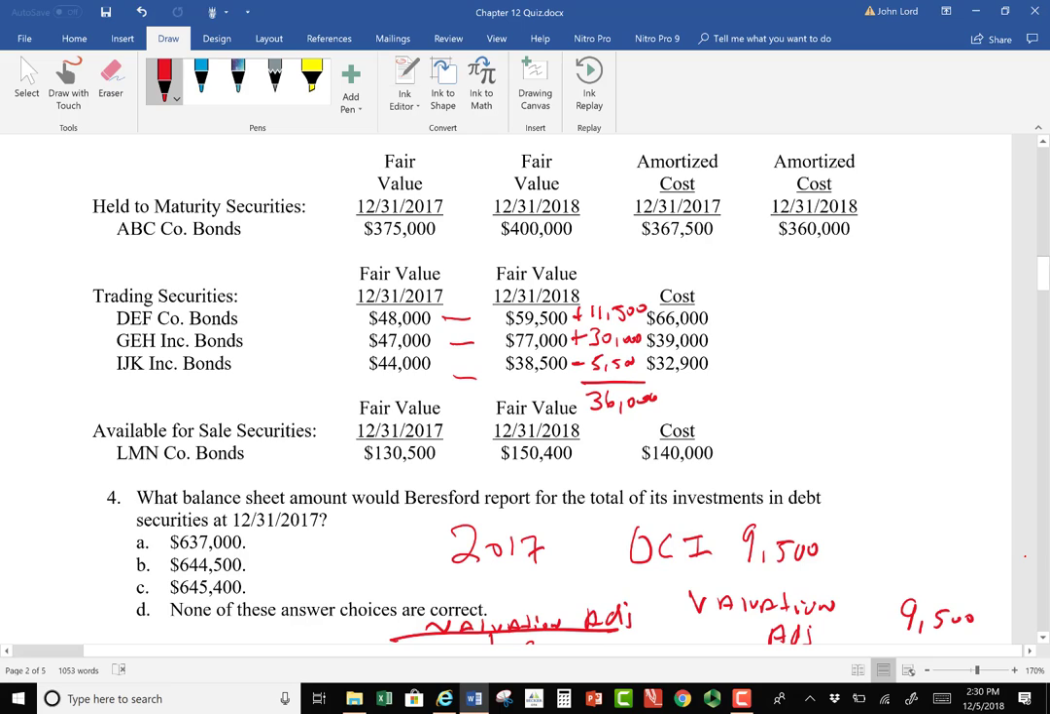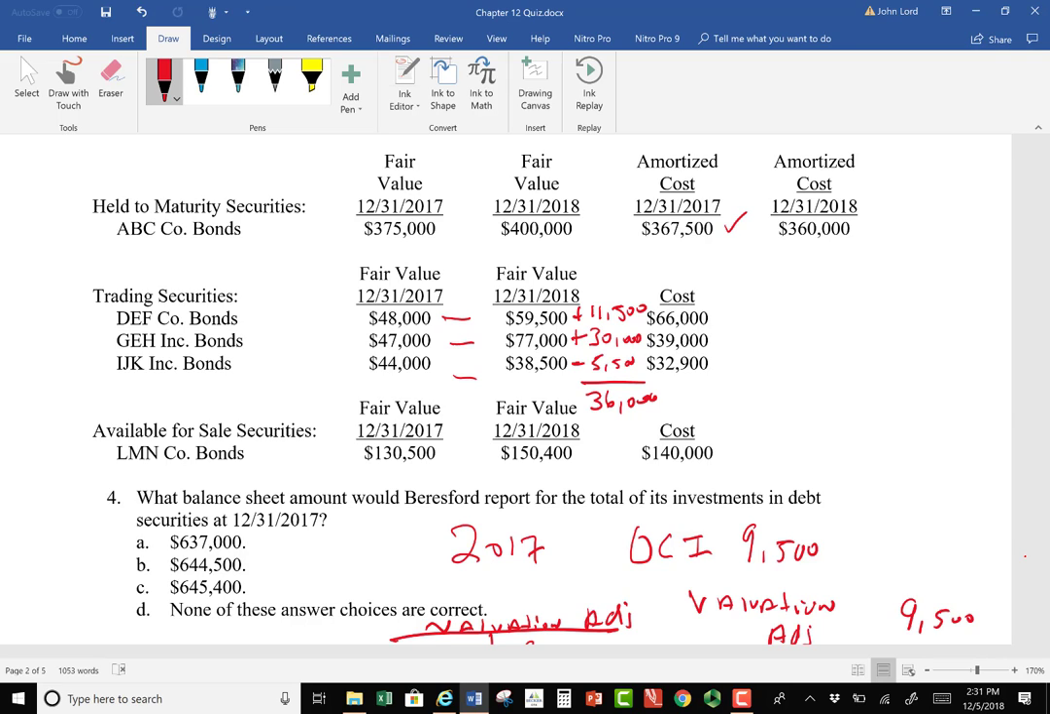All right, so you take a look, and we say, what balance sheet amount would Bedsford report for the total investment in debt securities at 12/31/2017? Okay, now you look at that, and you know you have to focus on 2017, and you have to pick up the right amounts, fair value or amortized cost, that's the trick here, right? Okay, so when we do this, we're going to pick up for the held to maturity. Do you want to pick up amortized cost or fair value? Amortized cost, right? You know the test is a week from today. You know that, right? Okay.